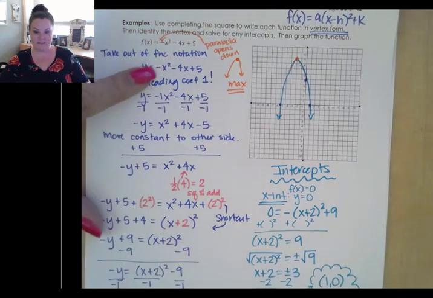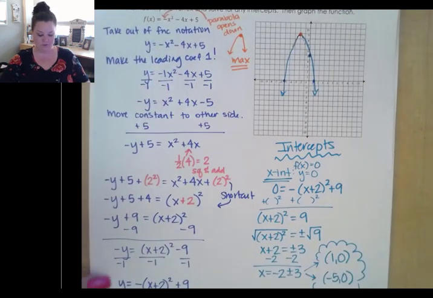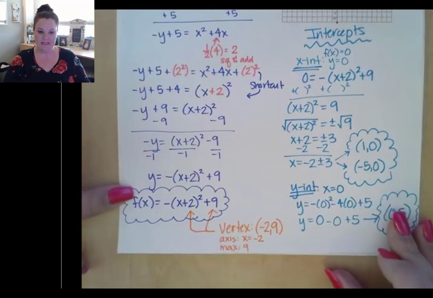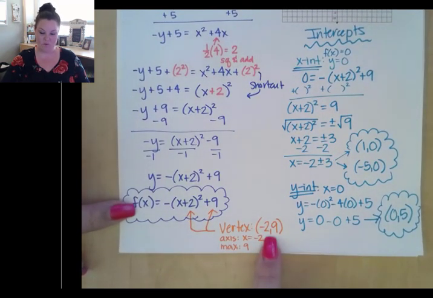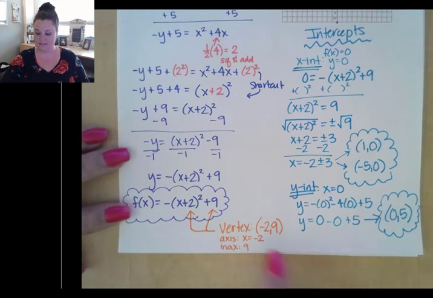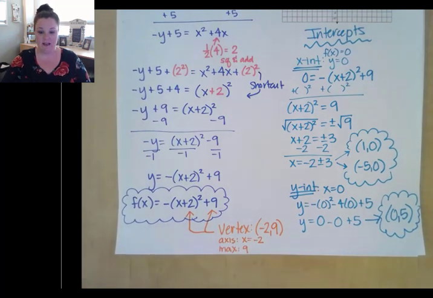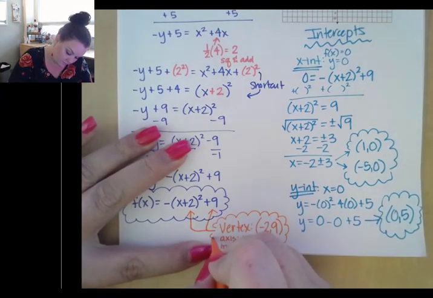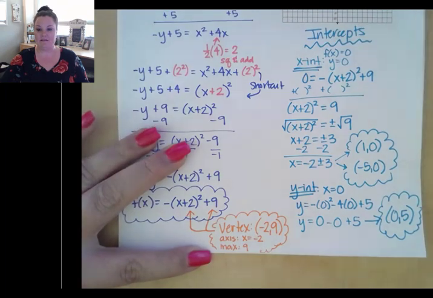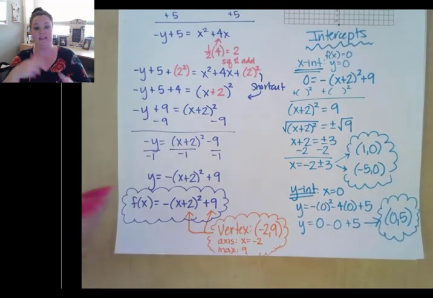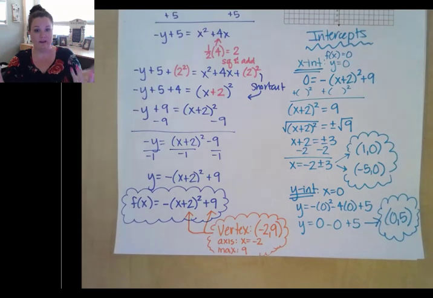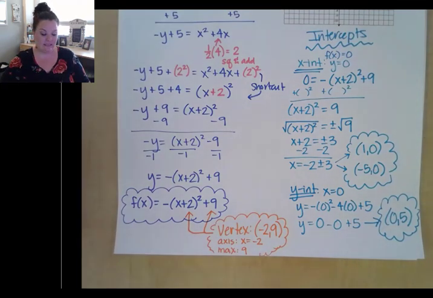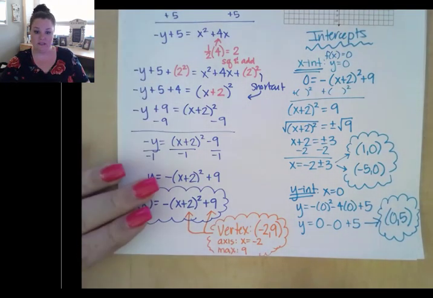So we use completing the square to get it into vertex form. And then from our vertex form, we can find our vertex, which lets us know our axis of symmetry and our min or max value. So this is something we need to know, right? And then from there, we find our intercepts by setting x equal to 0 to find our y-intercept, y equal to 0 to find our x-intercept. So when you work these on your worksheet, this is how I want to see you do it, that you write out completing the square.